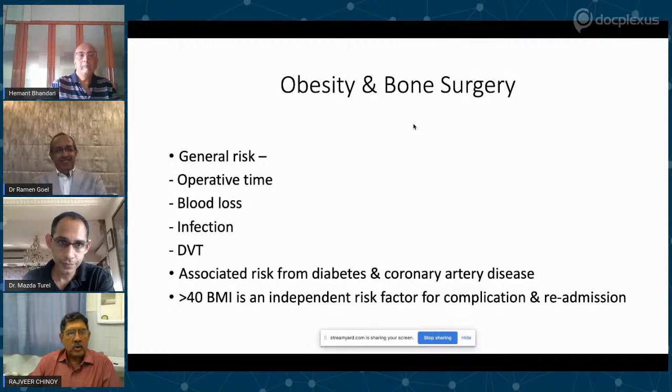Raman, can we ask Mazda to talk about this hyperlordosis and the resultant kyphosis which happens, which causes upper back pain and lower back pain, if we've got a few minutes?